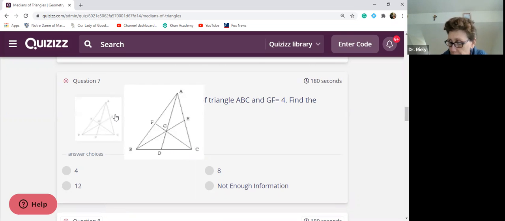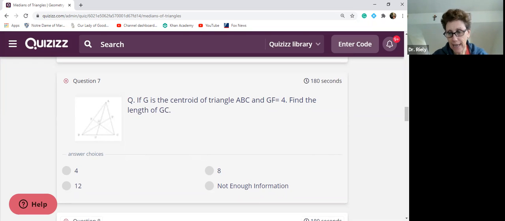So this is what you can do. There is a relationship between the small piece in the triangle and that bigger piece. The small piece goes from the centroid to the outside edge of the triangle. The bigger piece goes from the centroid to the vertex. So that little piece, FG, is half the size of, excuse me, GC. You've got to memorize that relationship. So if FG is 4, then GC has to be 8, and 8 is the answer.